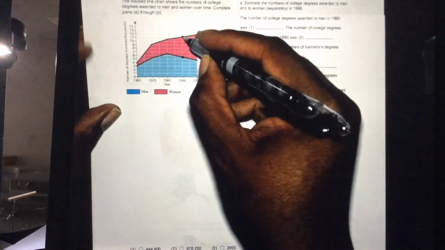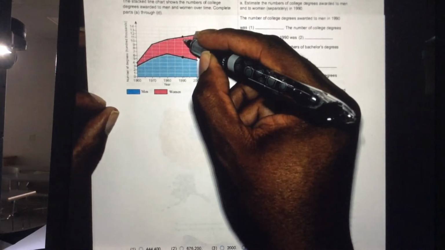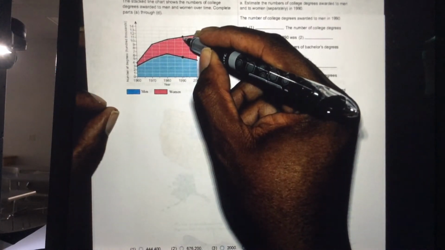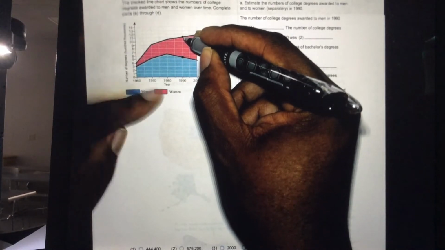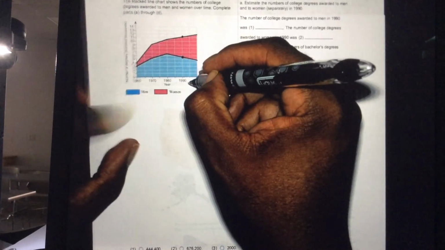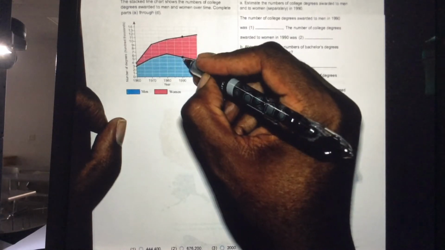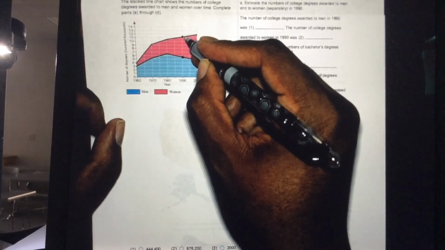Now, do keep in mind that this point represents all of this. This shaded area between this point and that point is the representation of women. That's the dark red. The blue is for men. Keep that in mind. So we need to find out what this is separately for women. We need to subtract this point from this point to find out the number of college degrees for women.